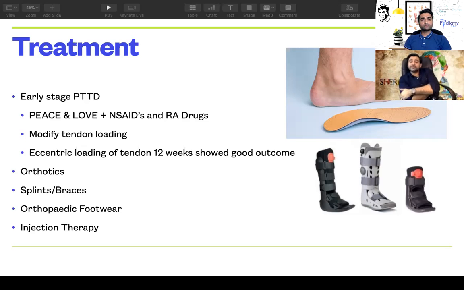So in terms of the treatment options for this, early stages we do all the things that you mentioned. PEACE and LOVE only if there is inflammation that we need to deal with. I did mention previously that I often work with the rheumatologist to alter their drugs, because I often found that they have associated inflammation because of their arthritis.